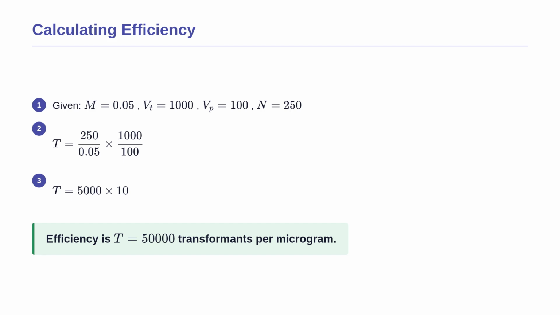First, we substitute our known values into the equation. We divide 250 by 0.05 to get 5,000 transformants for the plated portion. Then we divide 1,000 by 100 to find our dilution factor of 10. Multiplying these gives our final answer. This means we achieved 50,000 transformants per microgram, indicating a highly successful delivery process.